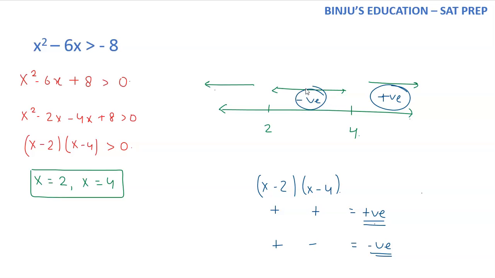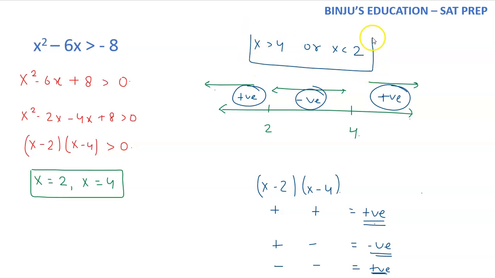Now think of less than 2. For example, I'm going to think of 0. So 0 minus 2 is negative, 0 minus 4 is also negative, negative into negative is positive. So this will become positive, right? So again, I'm looking for a positive result because I want x square minus 6x plus 8 greater than 0. So I'm going to take the value of x greater than 4, or I'm going to take the value of x less than 2. And that will be my answer to this question again, right?